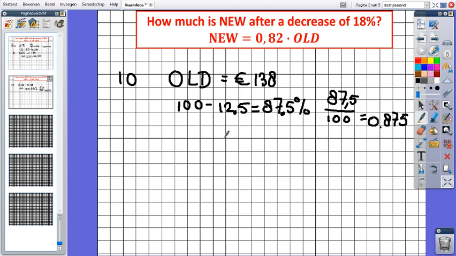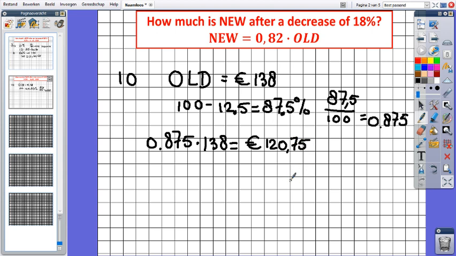So now we can calculate the new price, right? So we're going to take our factor 0.875 and do this times the old price, which is 138. Again, use your calculator. You don't have to do this mentally. This is going to give us a price of 120 euros and 75 cents.